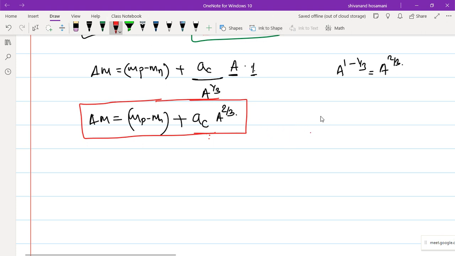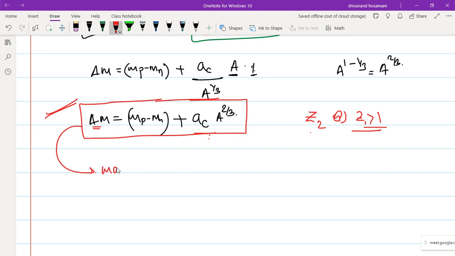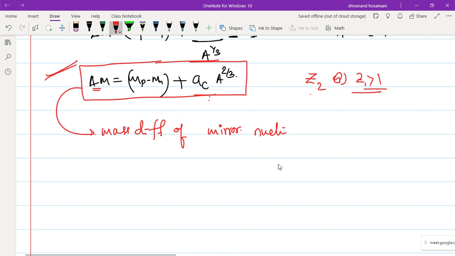Is that clear? You can take Z2 or Z1 greater than 1. For that part, we can rewrite that it's not a mass defect, it's a mass difference of the mirror nuclei. If you calculate this part, what is that? mp minus mn is okay. Then if you look at this, the mass difference is proportional to a to the power of 2 by 3.